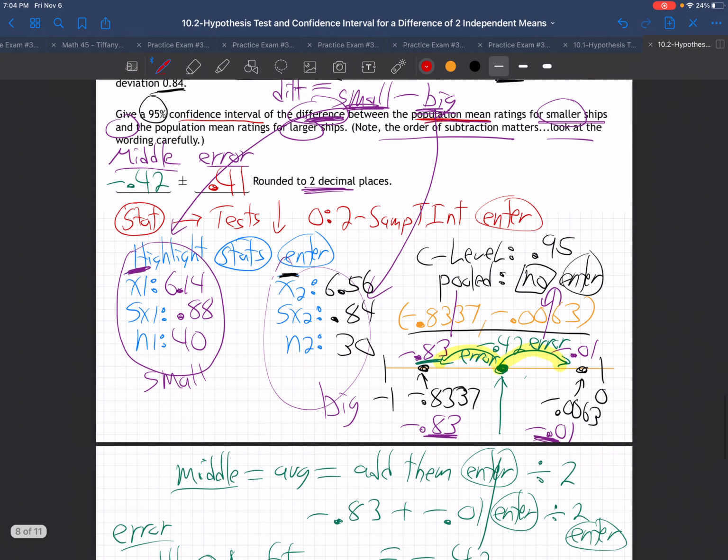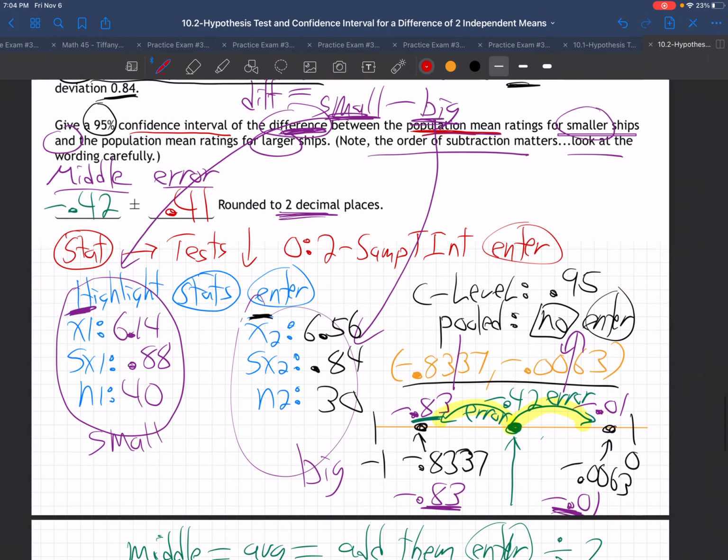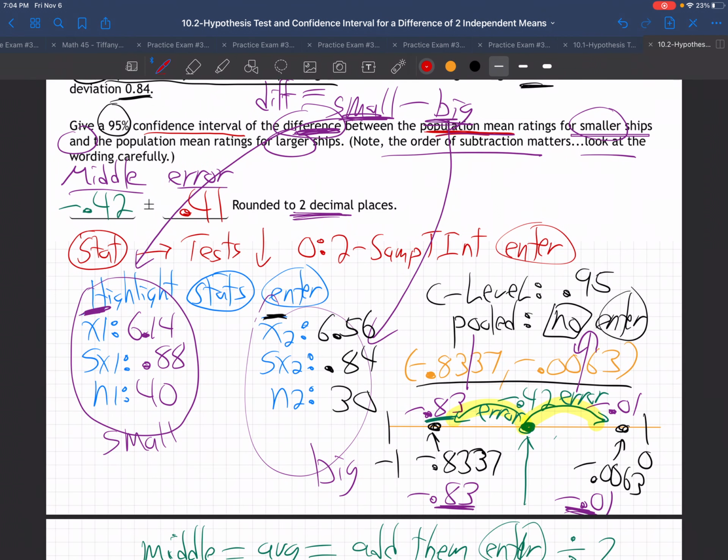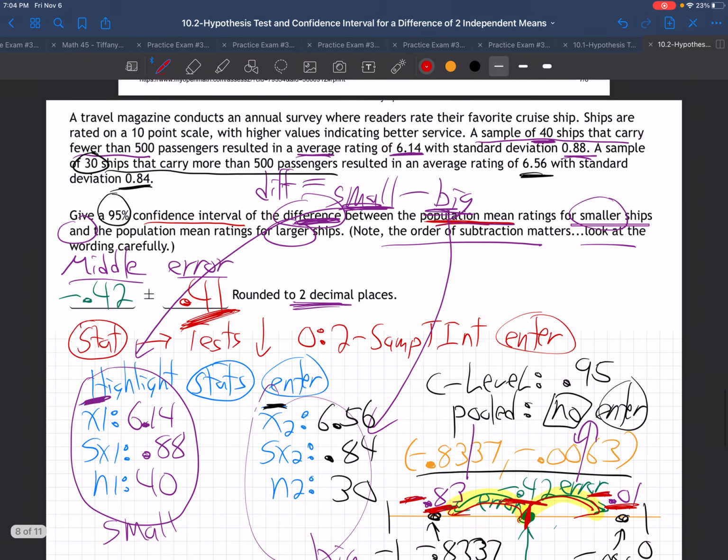So in other words, we're saying that our confidence interval, which you can say two different ways. You can say it goes from negative 0.83 to negative 0.01. That's a negative there and there. Or you can say the middle of it is negative 0.42, and it goes right and left an error amount of 0.41. That's how they're wanting us to say the answer.